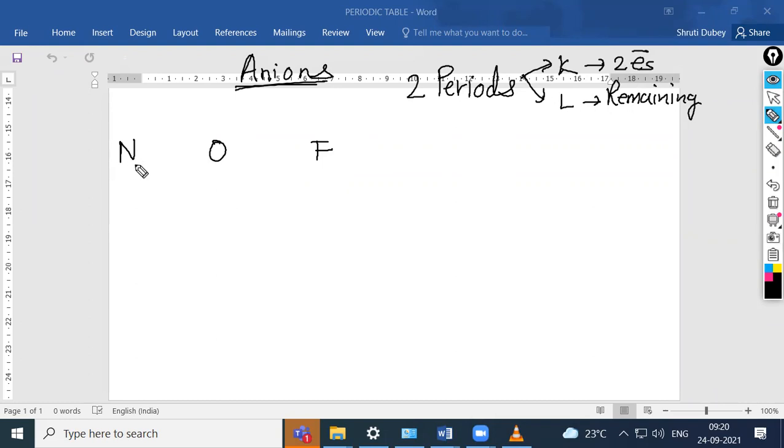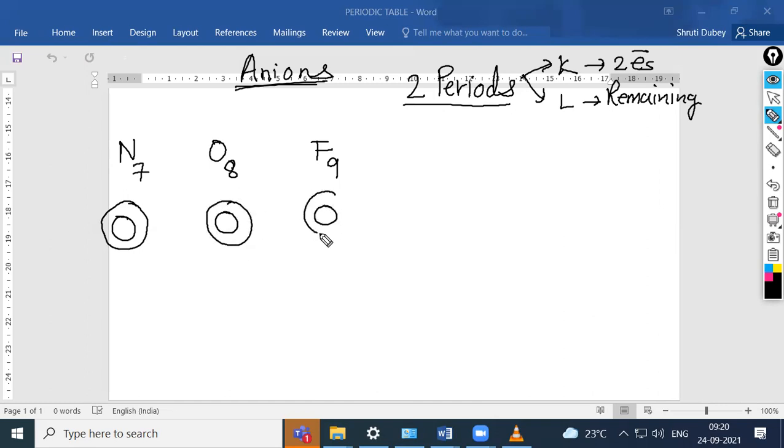Now, nitrogen has atomic number 7, oxygen has atomic number 8, and fluorine has atomic number 9. Because they belong to the second period, they have two shells, the first shell and the second shell. Let us arrange electrons in these shells. Always there are 2 electrons in the first shell. We have arranged 2 electrons in all of them.